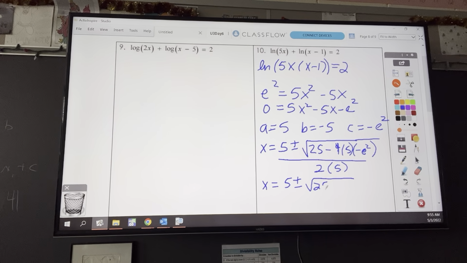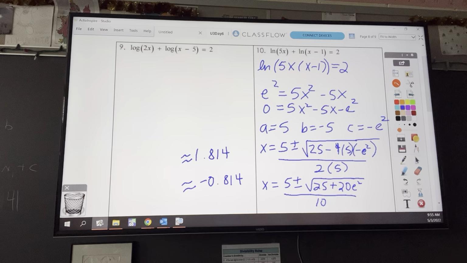25 plus 20e squared all over 10. So then you just take out your calculator. You type that in. And here are the two values you will get on the graphing calculator. And these are rounded, so they're approximately 1.814 and approximately negative 0.814.